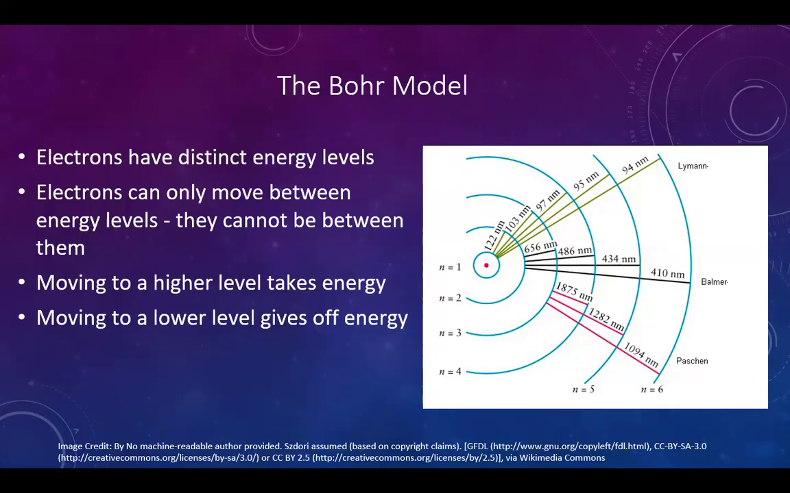Going up to a higher energy level takes energy. That creates an absorption line. And going down from a higher energy level gives off energy. That creates an emission line.